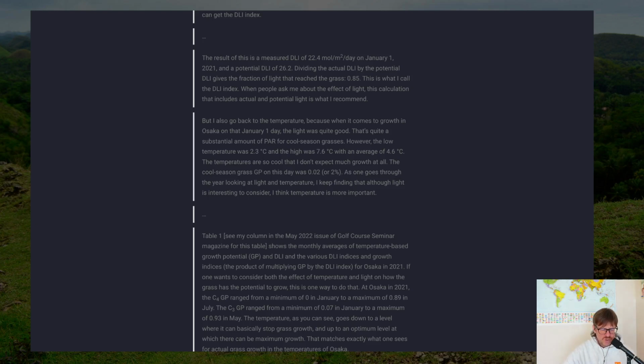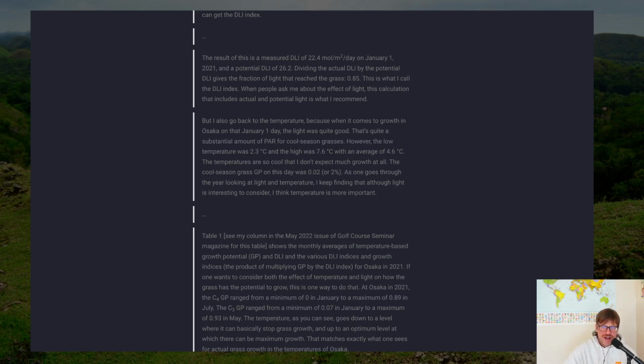As one goes through the year looking at light and temperature, I keep finding that although light is interesting to consider, I think temperature is more important. I guess I just want to suggest work through the calculations, and I think you might be surprised at how much light there is that reaches the turf.